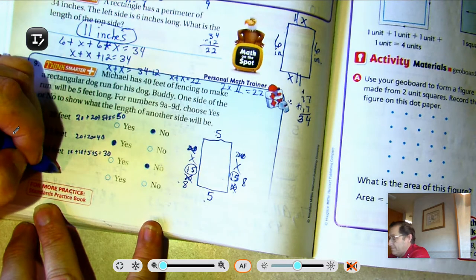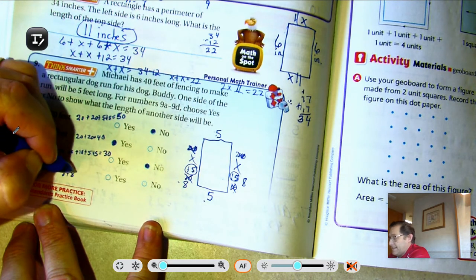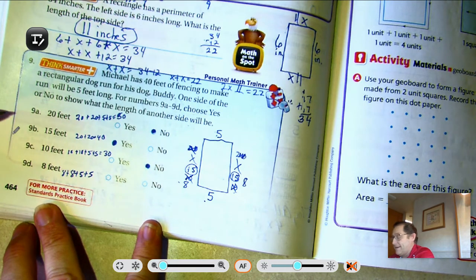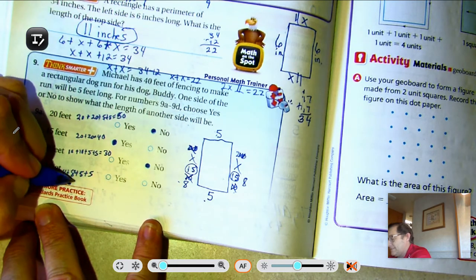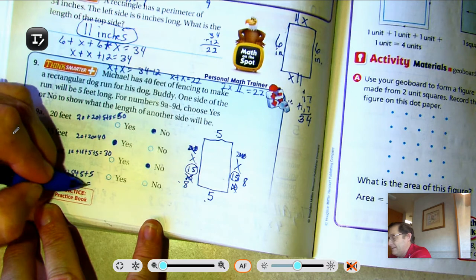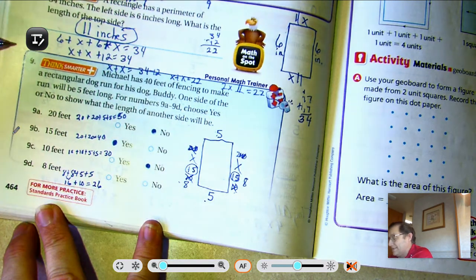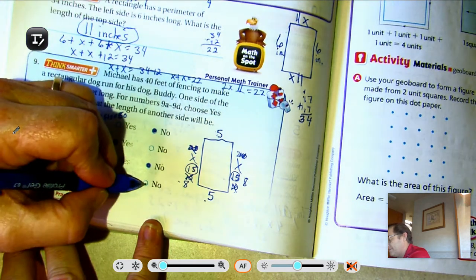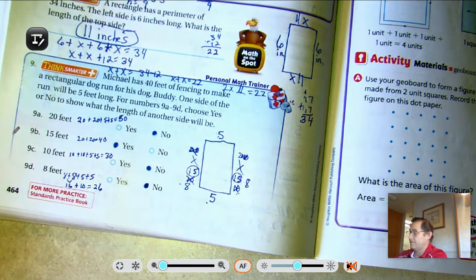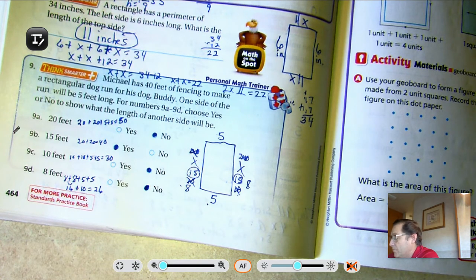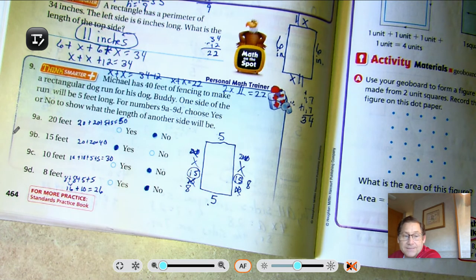All right, and how about 8? So we have 8 plus 8 plus 5 plus 5. What's 8 plus 8? 8 plus 8 is 16. 5 plus 5 is 10. 16 plus 10? 26. 26 is not 40. So the only number that would work for the sides would be 15 feet, because that's the only one that would have a sum of 40 if you went all the way around.